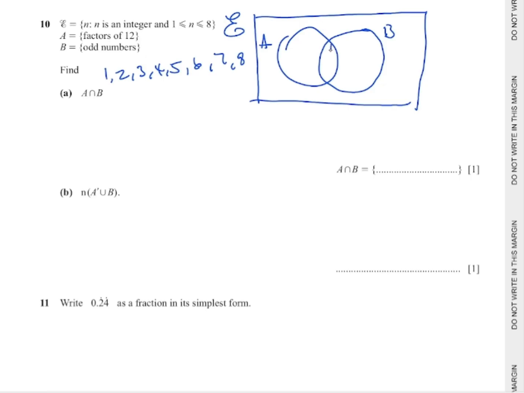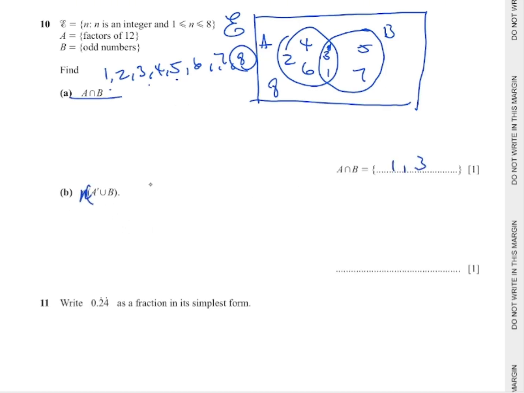So it will be 1, 3, and that's it, because the odd numbers are 1, 3, 5, 7, and 5 and 7 aren't factors of 12. So we write the other odd numbers here. So we have 5 and 7. And A being factors of 12, we also have 2, we also have 4, we also have a 6. So leaving the 8 outside. Now A and B would be 1 and 3.